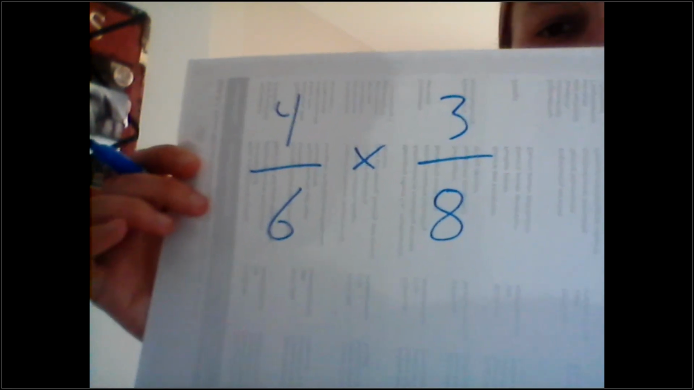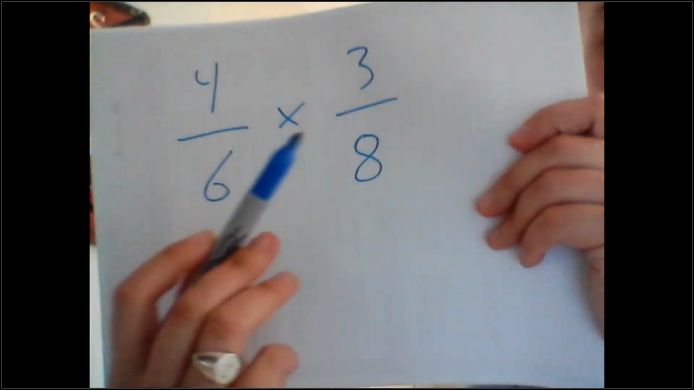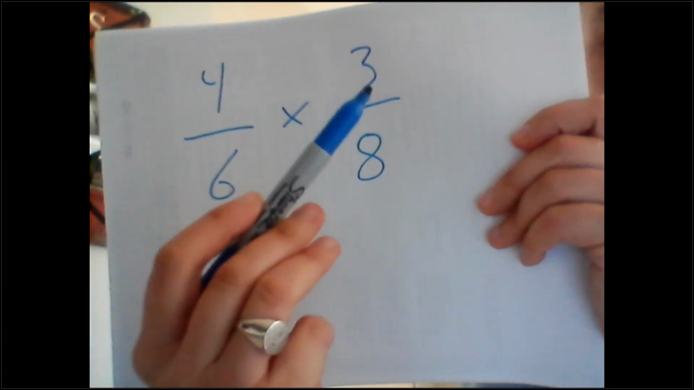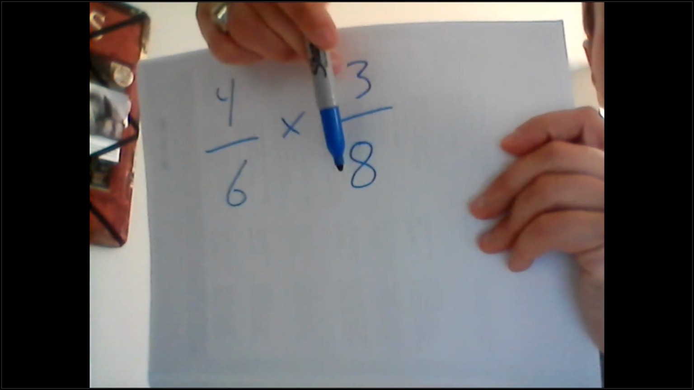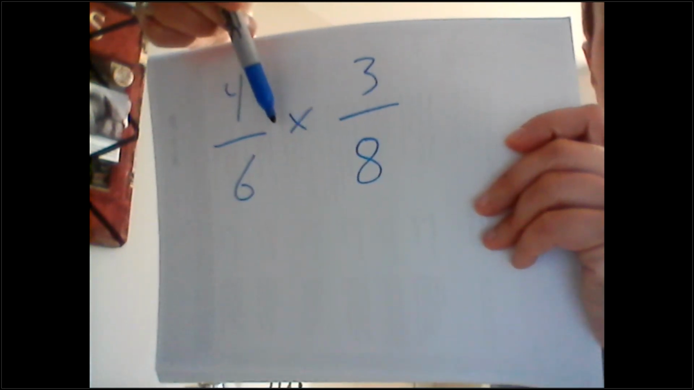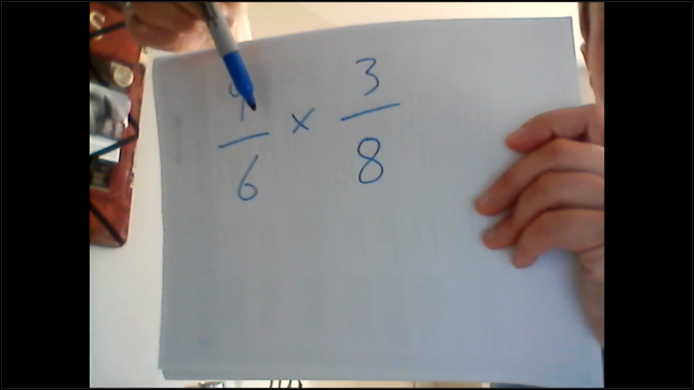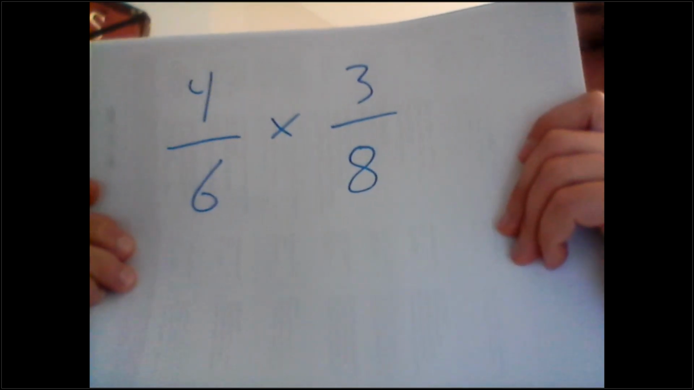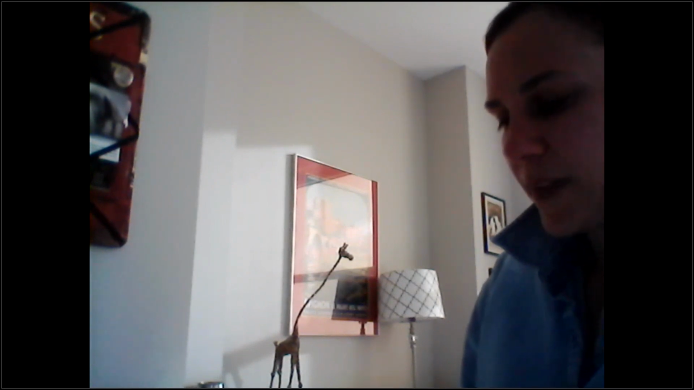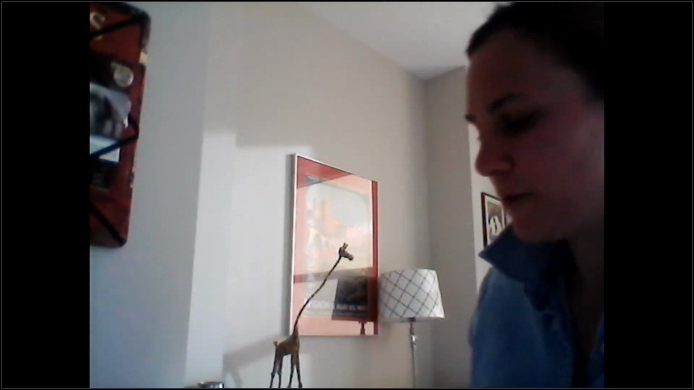What I first want to think about is my cross cancellation before I start doing any multiplication. I'm looking across at the 4 and the 8, and I'm hoping there's something I can divide both the 4 and the 8 by. What can I divide both of these numbers by to simplify them? Well, I can divide 4 by 4, and that gives me 1, and I can divide 8 by 4, and that gives me 2. So I'm going to cross those numbers out and write my 1 and my 2 here.